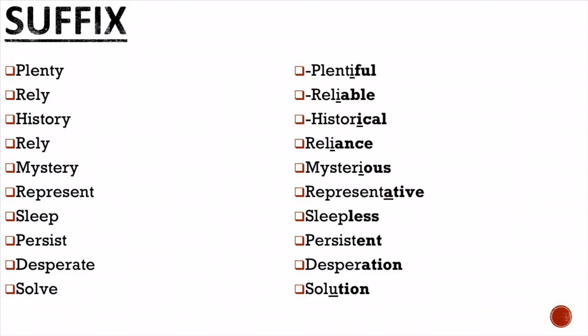So here we have the word plenty changing to plentiful. Now it's very important that you look at the first 5 words, actually from plenty to mystery, that they have ended in Y. But what we've done is change the Y for an I, and then we have the suffix after this. So for example, plenty will become plentiful, spelt with an I.